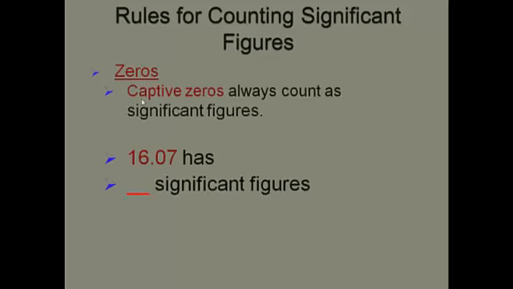Captive zeros. Captive zeros are zeros in the middle of a number. So zeros like this, in between 2 non-zeros. Captive zeros always count. So this number, if we count, we know that the non-zero digits are significant, but then this captive zero counts, so this number has 3 significant figures. This number, the non-zeros count, the captive zeros count, this number has 4 significant figures. What about 16.07? We know the 1, the 6, and the 7 count because they are non-zeros. This 0, because it's captive, it's between 2 non-zeros, also counts. So this number has 4 sig figs.